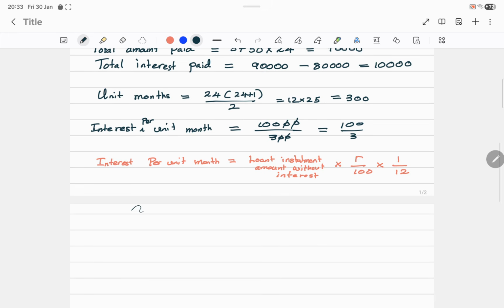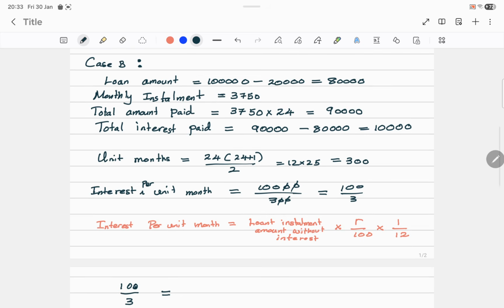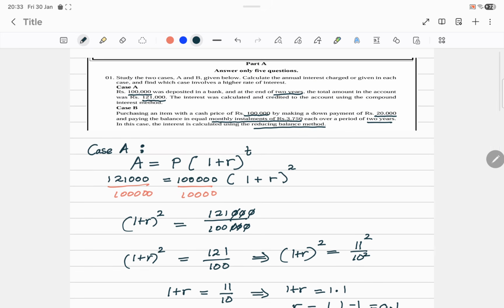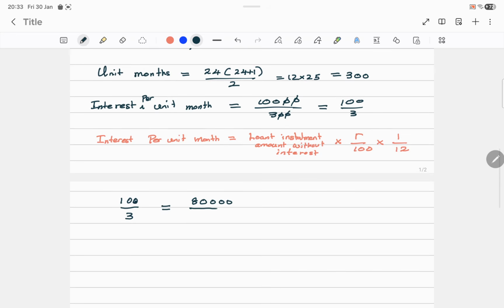So now we found 100 over 3 interest per month. Loan installment amount without interest: the total loan amount is 80,000, so divide it by the number of installments, which is 2 years, every month, so 24, times R, which is what we are looking to find, over 100 times 1 over 12. Right. So now just simplify.